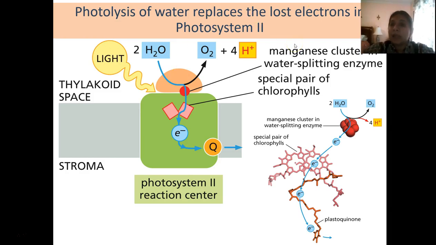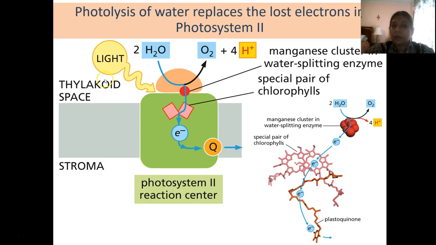The manganese cluster inside those chlorophylls aids in this process to split the water inside the special chlorophyll molecules so that it can be split to produce oxygen that is released back into the atmosphere, and 4 hydrogen ions that are then taken into the thylakoid space so that they can be utilized by your ATP synthase at a later time.